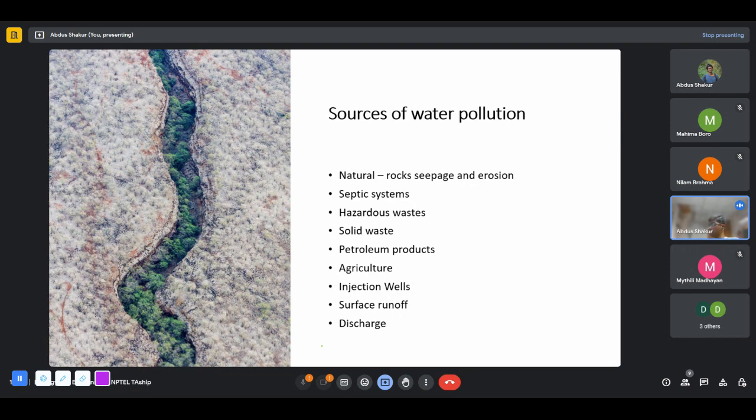Some of them can pollute all the different types, groundwater, fresh water and marine water, because they eventually travel from one to another. Or some are specific to some context, as in injection wells mostly pollute the groundwater systems, while agriculture or petroleum products can cause pollution mostly in riverine or oceanic environments.